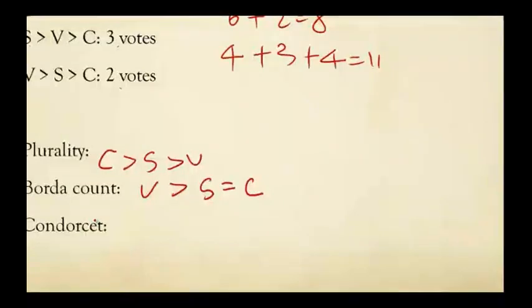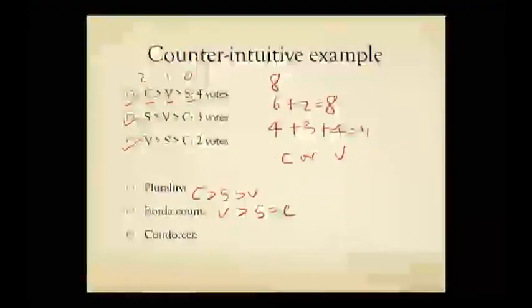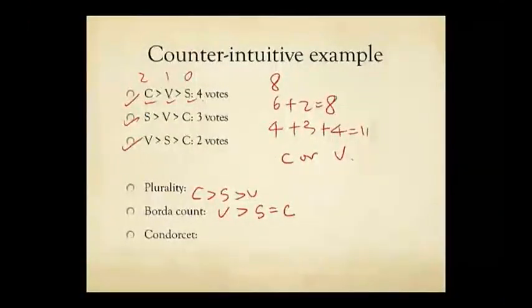What about Condorcet voting? Let's look at a pairwise comparison here. So suppose we look at C versus V, chocolate versus vanilla. Chocolate is ranked higher than vanilla by 4 people, but vanilla is ranked higher than chocolate by 5 people. So vanilla beats chocolate. Now what about strawberry or vanilla? Strawberry is voted better than vanilla by 3 votes, but vanilla is voted better than strawberry by 6 votes. So vanilla is better than strawberry.